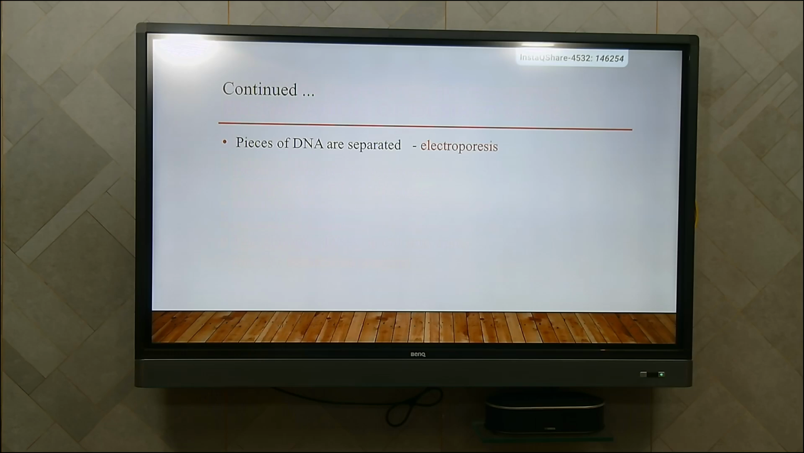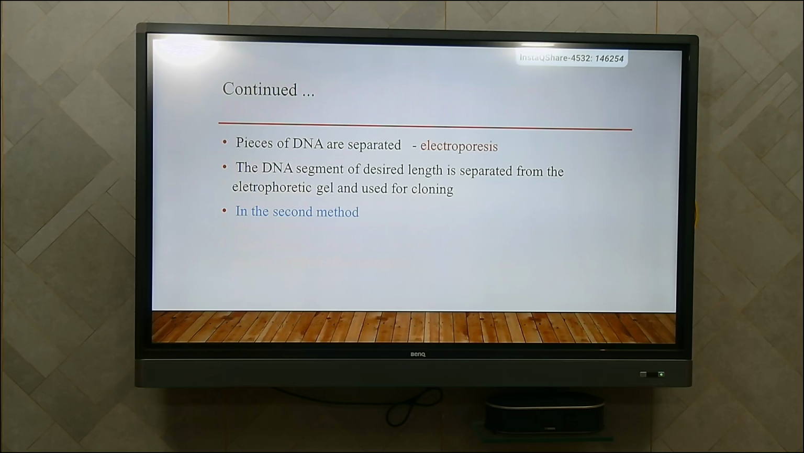The pieces of DNA are separated on the basis of their length using electrophoresis. The DNA segment of desired length is separated from the electrophoretic gel and used for cloning. In the second method, the desired gene is separated from mRNA of the gene by reverse transcription. The resulting DNA is called complementary DNA.